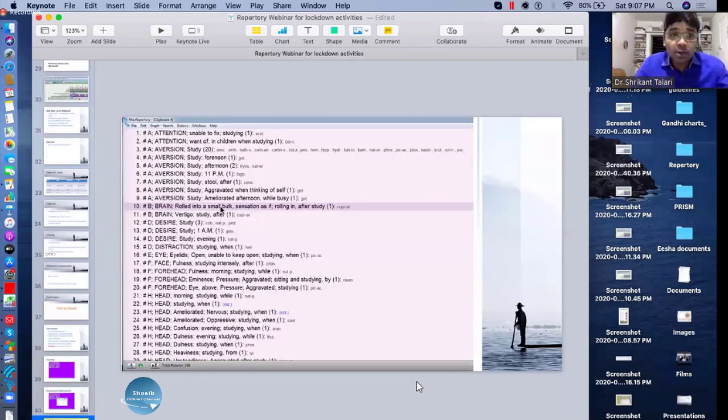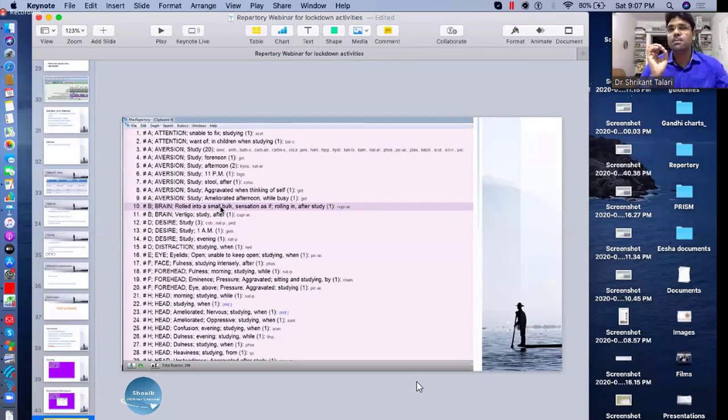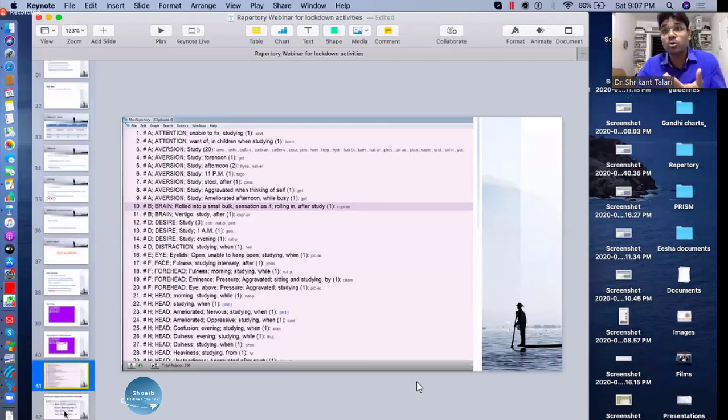So what I do generally is I keep reading each of these rubrics and see which one suits my patient, which one gives me this kind of feeling that this is what my patient is telling. So I try to search from this. I keep reading. This is how I search them. This is how I convert it into rubric language. When you don't know what rubric, you have to search in the repertory, then you will understand.